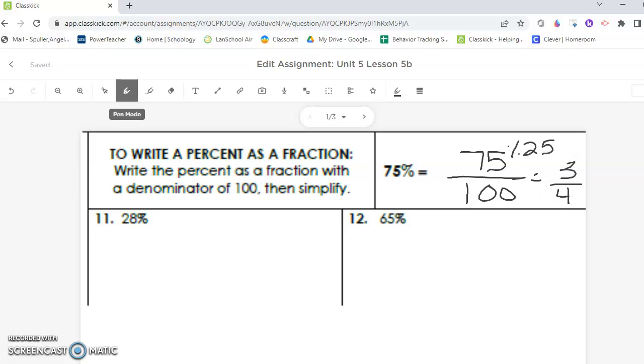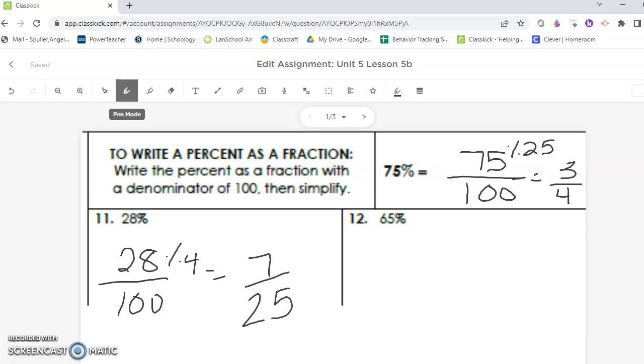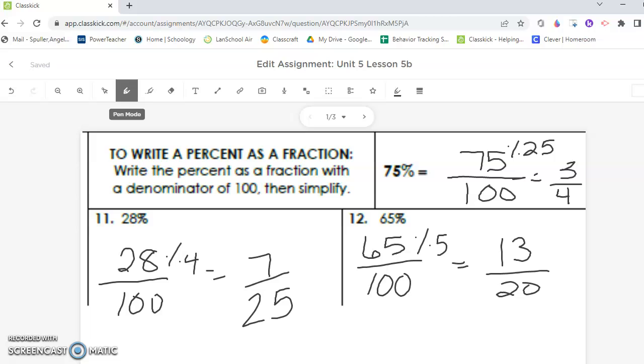Okay, so let's try this next one. Remember, take the number over 100 and simplify it by dividing by 4 would be 7 over 25. Here we go again, 65 over 100. I'm dividing it by 5, which gives me 13 over 20.